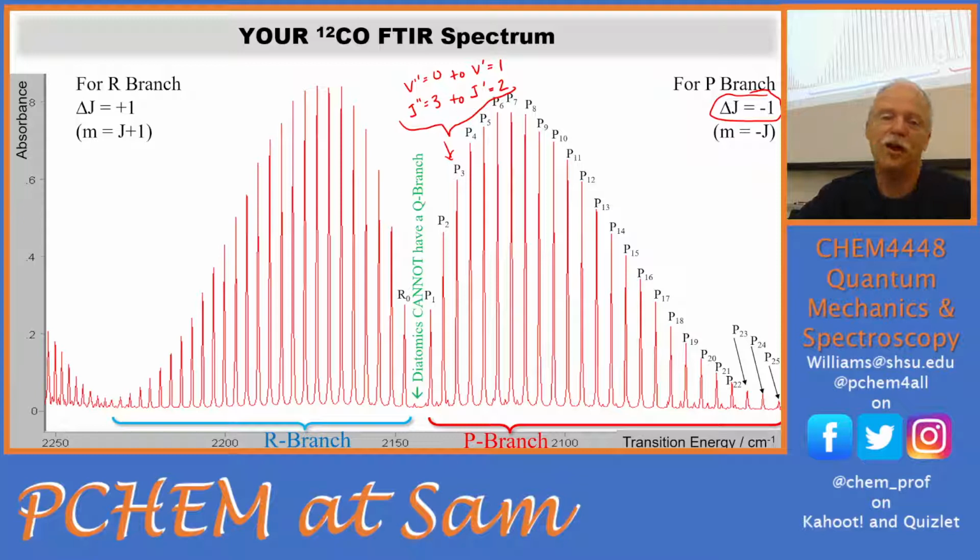Okay. Then we go down the R branch side. R1 is next, R2, R3. Let's go ahead and do this for R3. We have, again, V double prime equals 0 to V prime equals 1. That's the same for all of these. But this one is going to be J double prime equals 3. Notice these are labeled by those lower states. To J prime equals what? For the R branch, it's plus 1, and so it's going to 4. See what's happening? Okay.